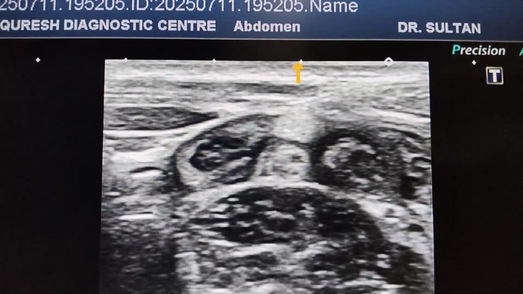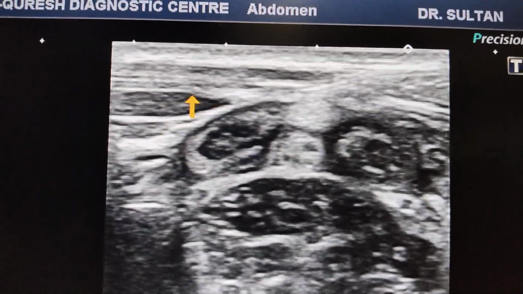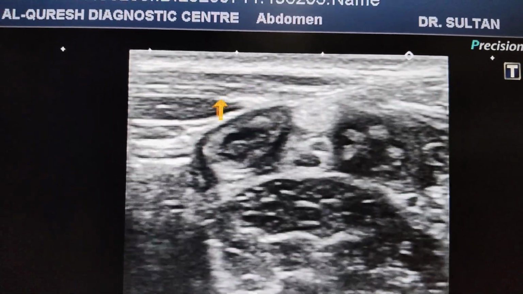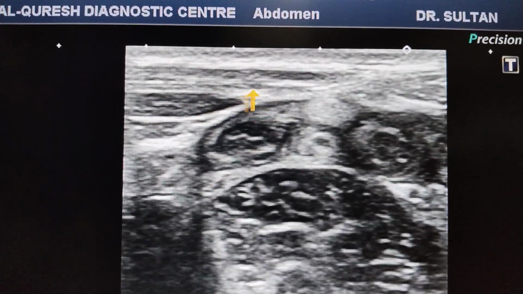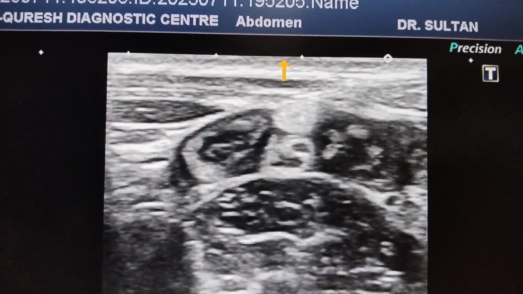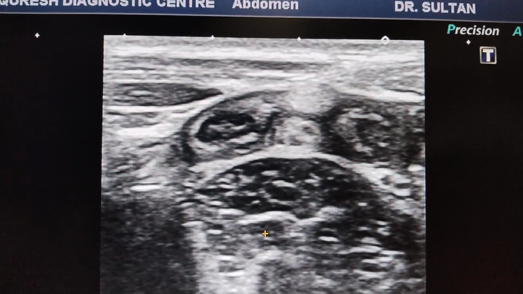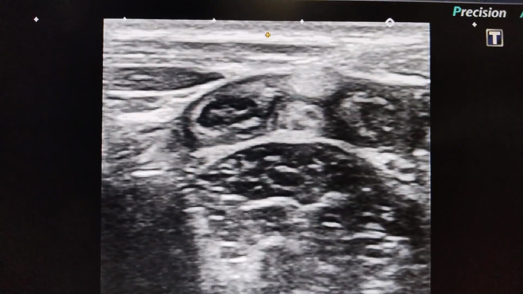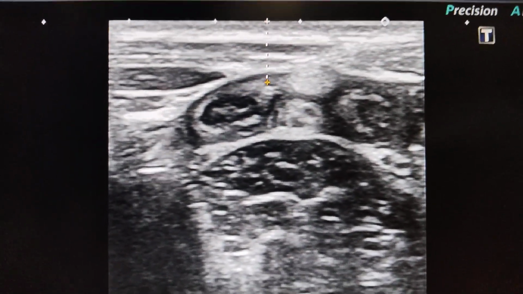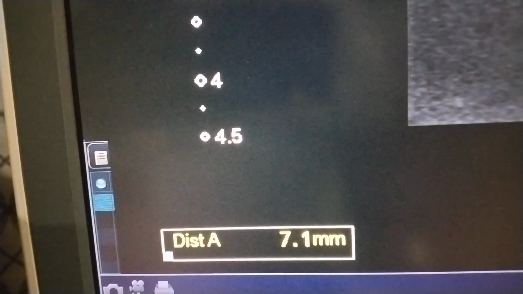This is the skin. This is the internal oblique, internal, external, and transverse abdominal, so three muscles of the lateral abdominal wall. And look at the distance from the skin to the appendix. So okay, I am going to measure it. Here we can appreciate that it is 7.1 millimeter.